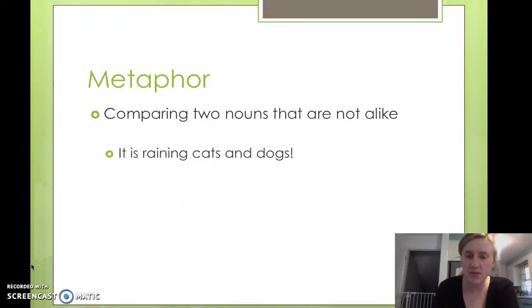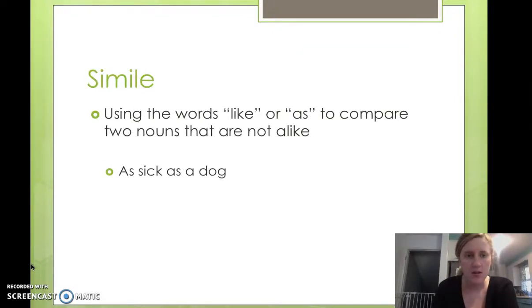So a metaphor is comparing two nouns that are not alike. It is raining cats and dogs. Simile, using the words like or as to compare two nouns that are not alike. I'm as sick as a dog.